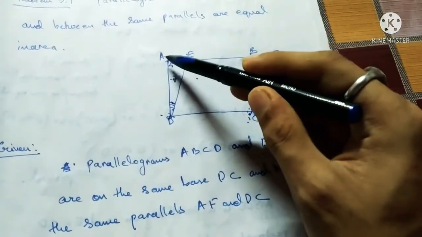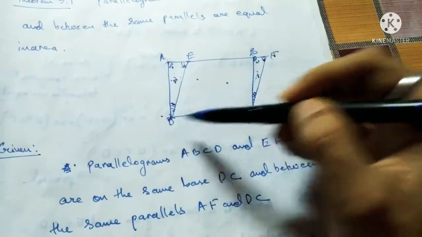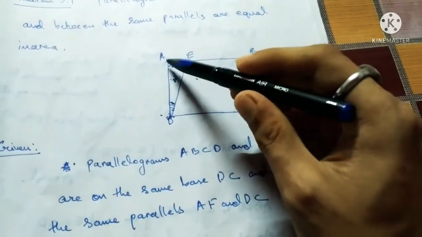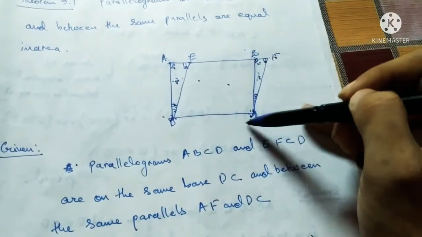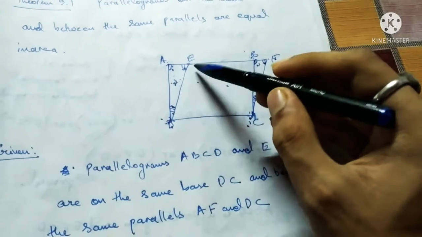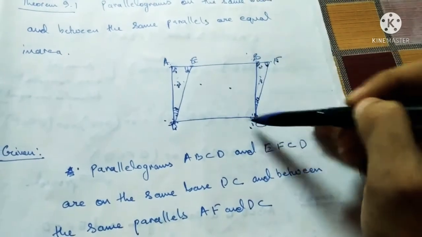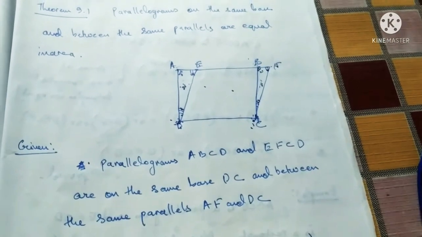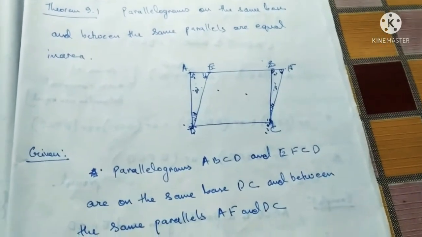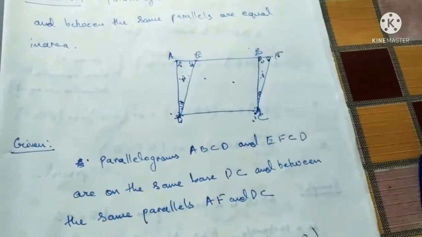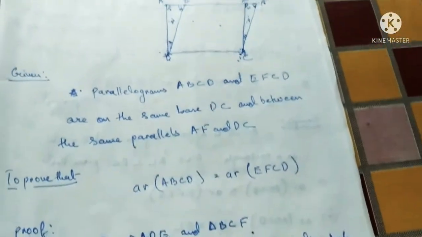I have shown that the area of this parallelogram ABCD is equal to the area of this parallelogram EFCD. That is our proof. Okay, I will send you the notes. You look at the notes very carefully. Understand? Match it with the diagram. Watch the video and then match it with the diagram.